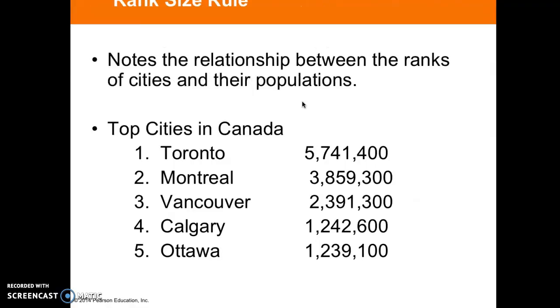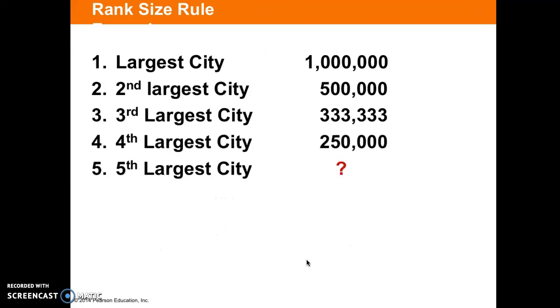For rank size rule, let's look at Canada. Here we have Toronto with over 5 million people. Then we have Montreal with over 3 million, Vancouver with over 2, Calgary with over 1, and Ottawa with over 1 million. Let's look at how this plays out with the rank size rule. According to the rank size rule, the second largest city will be about half the population of the largest city. It's never going to be perfect, right?